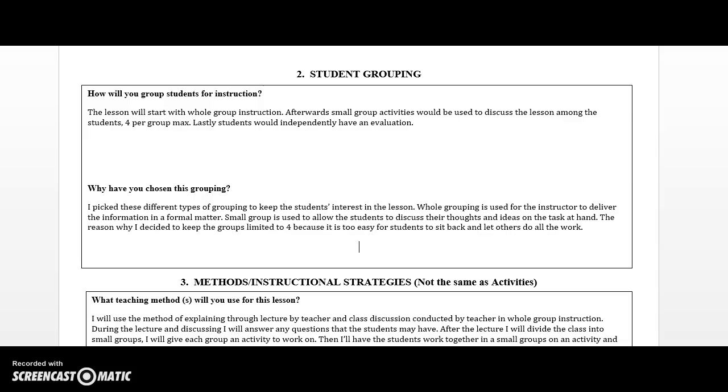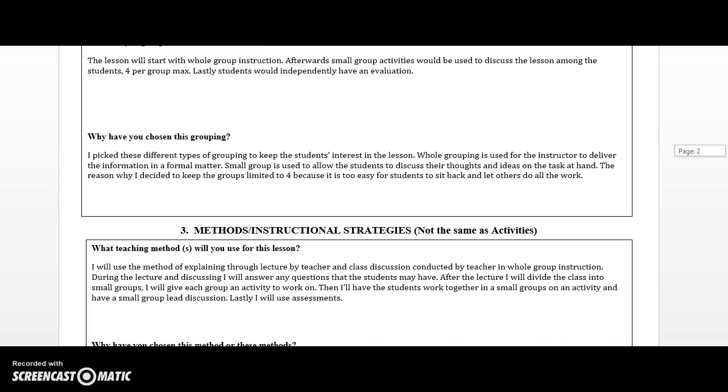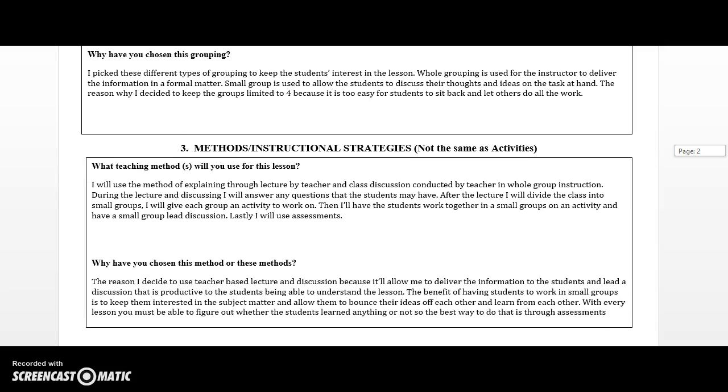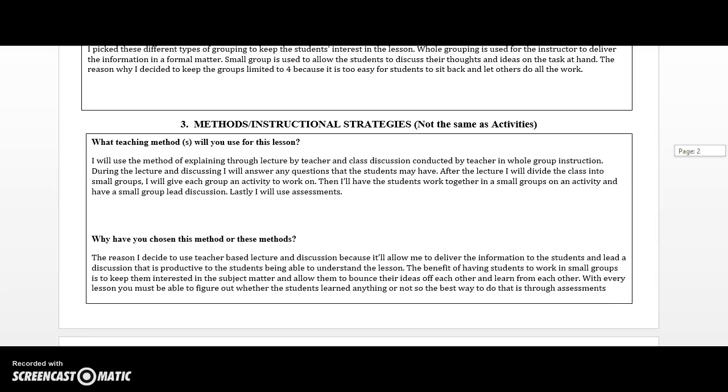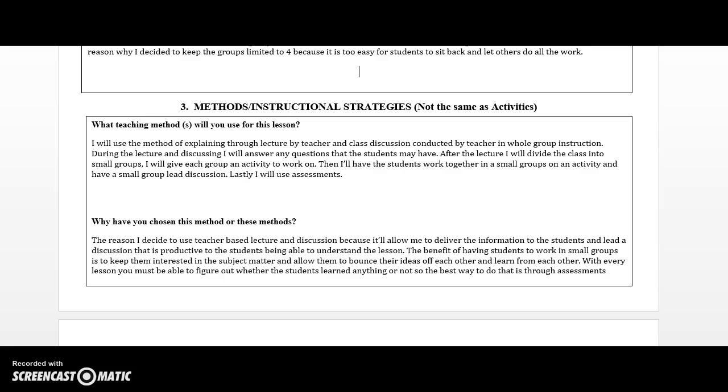The reason why I decided to keep these groups limited to 4 is because it is too easy for students to sit back and let others do all the work. You gotta make sure that all the students are engaged in doing work, because when students sit back, they might not learn anything. Also, it allows possible misbehaviors to occur.